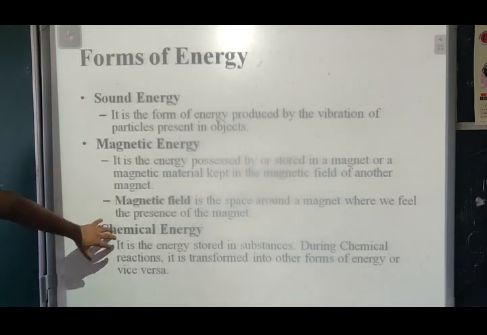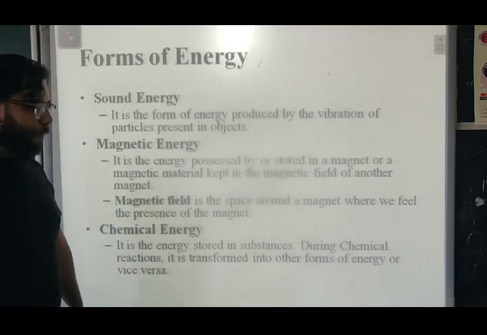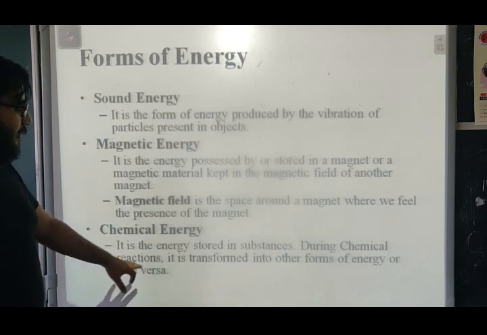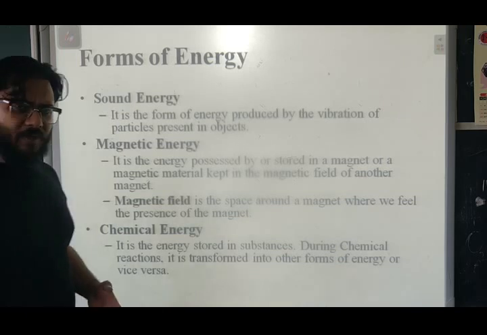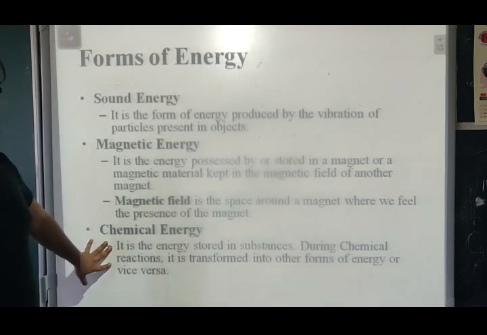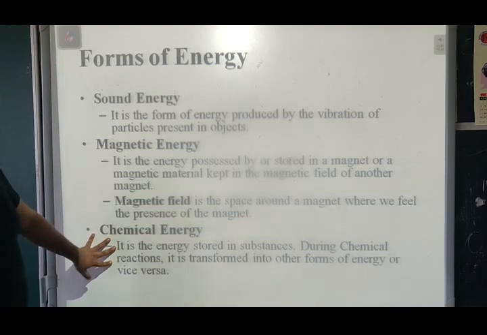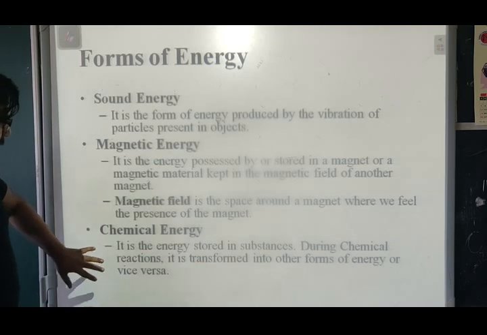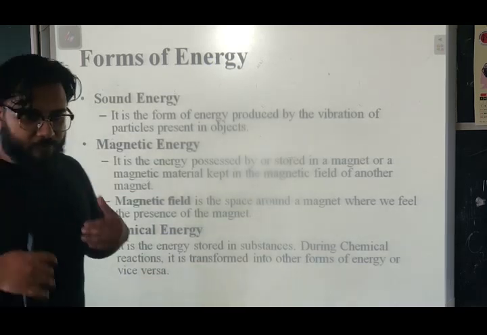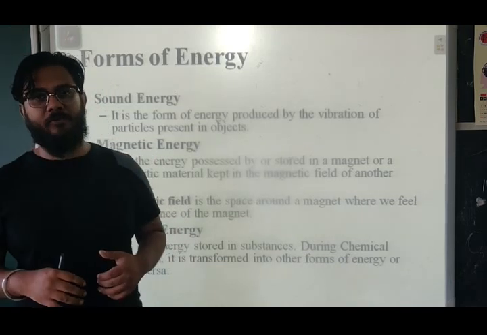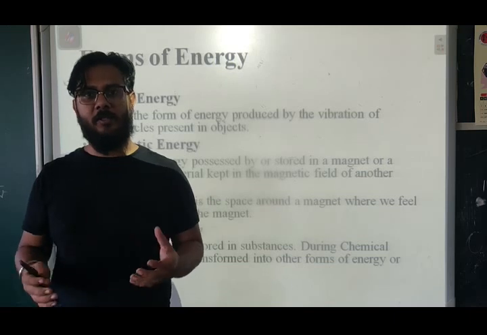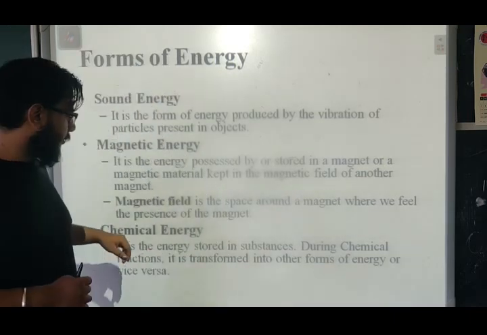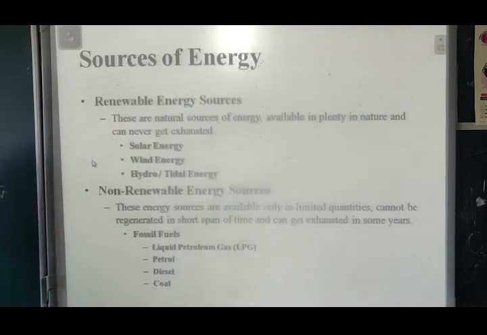Chemical energy. It is the energy stored in substances. During chemical reactions, it is transformed into other forms of energy, or vice versa. In the previous chapter we talked about photosynthesis, and breaking down the food inside the body. Those are all chemical processes where energy is produced or consumed. So those are your chemical energy.